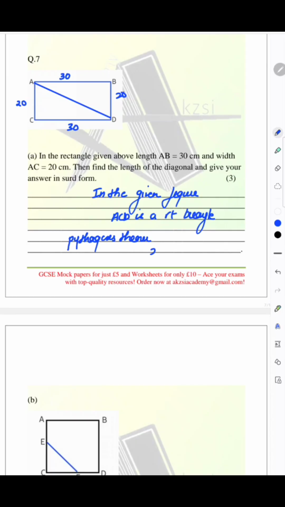I can say 20 squared plus 30 squared is equal to AD squared, and this will be 400 plus 900 is equal to AD squared. This is 1300 is equal to AD squared. AD will be taking the root of 1300, which is 10 root 13. So AD is 10 root 13. Obviously, when I take the root, I'll get plus minus 10 root 13, but a length can never be negative, so we are just opting for the positive answer.